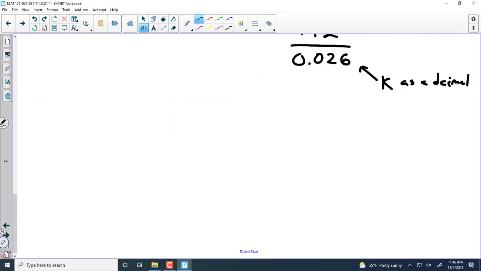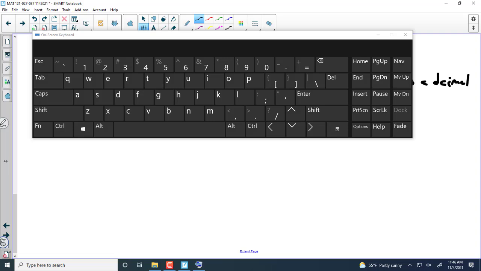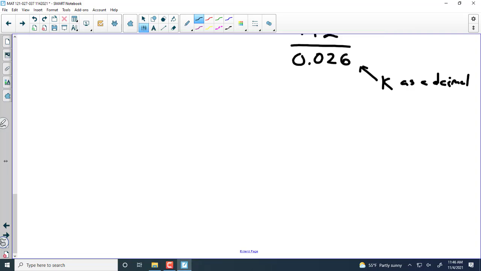So the equation for a doubling time would be 2 equals e^(kt). T equals ln of 2 over k. I'll write that in a second.